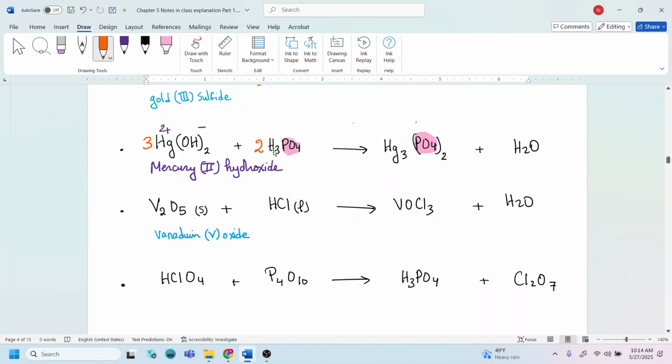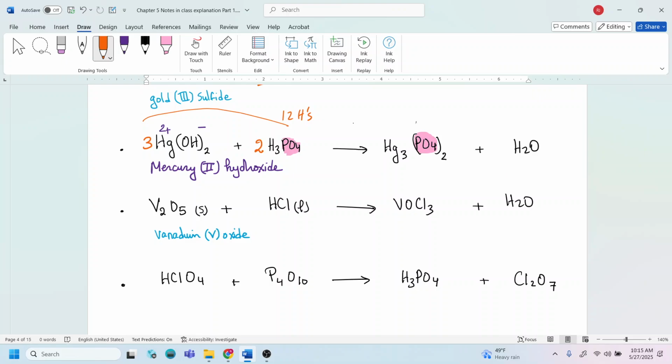We have 6 hydrogens here, right? And if you take a look at how many hydrogens I have here, I have 6 as well, because it's 2 hydrogens multiplied by 3. So this is 6. I have 6 hydrogens in here and 6 hydrogens in there. So that is going to be a total of 12 hydrogens.